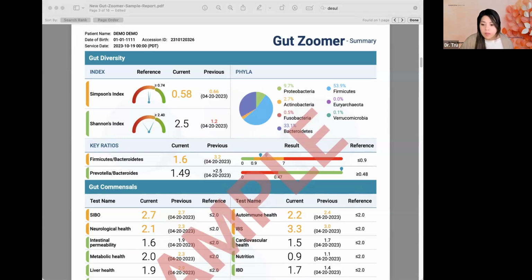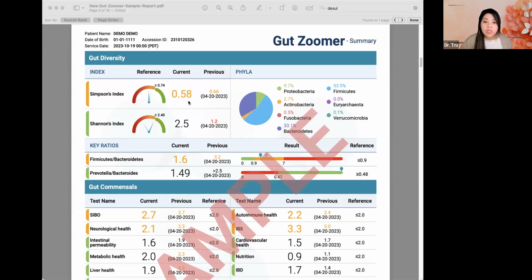So let me get to where I needed to go. This is the summary page of your gut zoomer. If you look at this section, it's gut diversity. Gut diversity is the most important factor in your gut microbiome. It really looks at how many strains of different bacteria you have living in your gut.